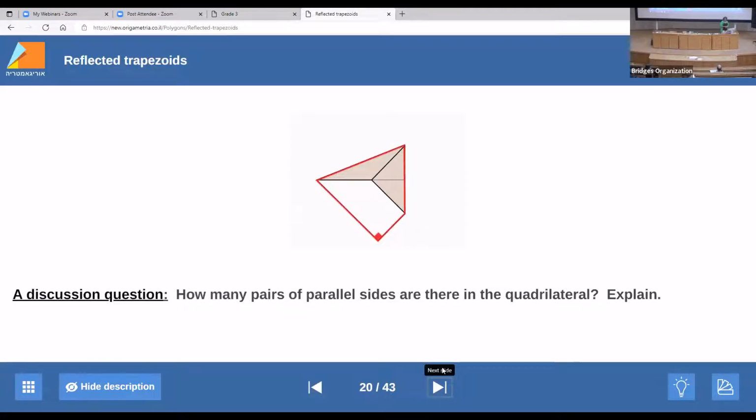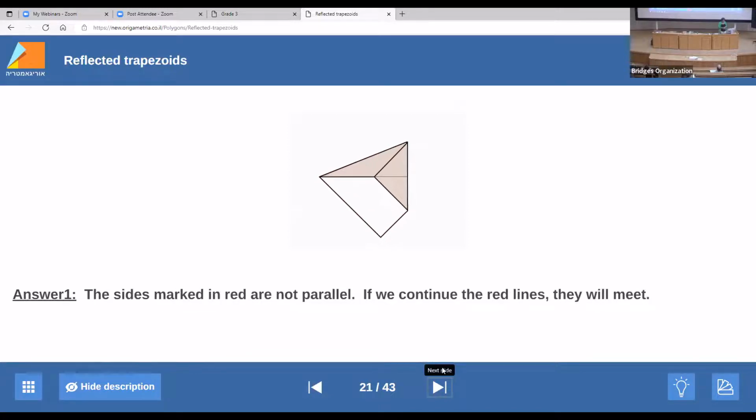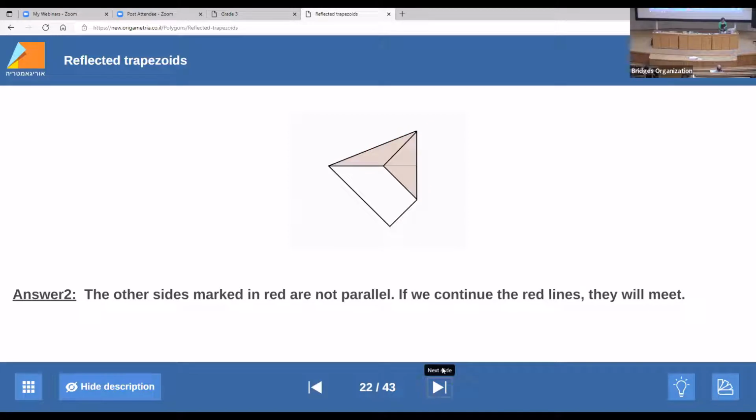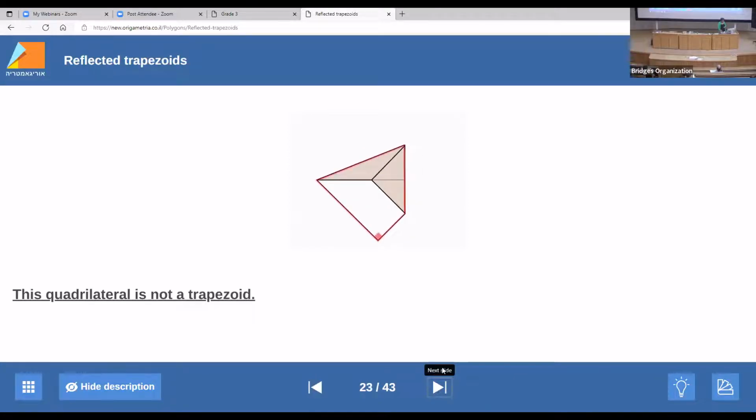Okay, so now how many pairs of parallel sides do we have in this shape? So how do we check that? Again, we look at the two sides and we see that if we continue, they can meet. And if I look at the other side, they also can meet. Now, it looks a bit like a trapezium, yes? If you ask children, they say trapezium, but it's not, because it doesn't have any. So when the children check that, they never make a mistake. So it's a quadrilateral, but it's not a trapezium.